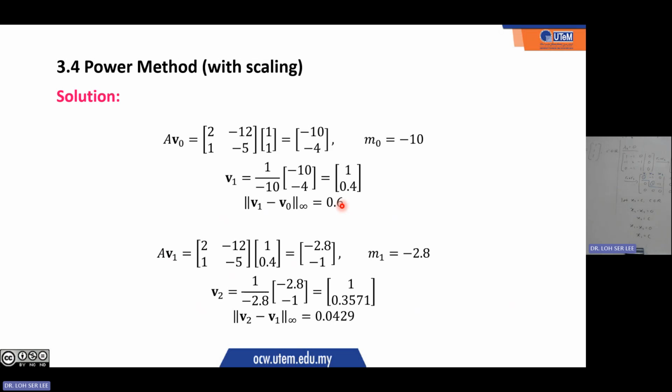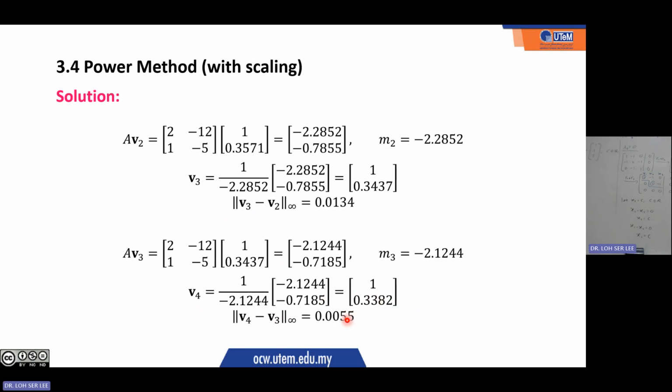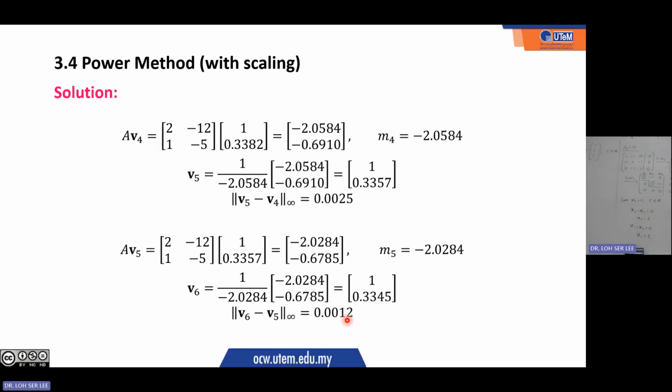Check for the error. Then compute AV1. AV1, identify the entry with the largest magnitude, which is this one. This is your M1. Next, to get V2, use this divided by this. That will be your V2. Check for the error until the error is less than 0.002. That means this one is less than 0.002.